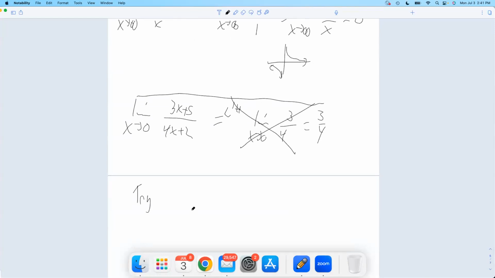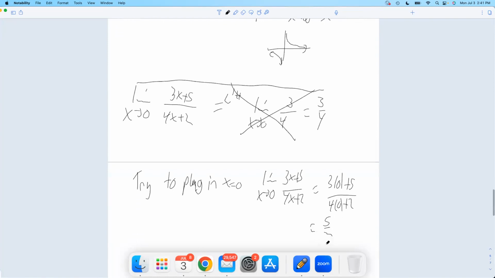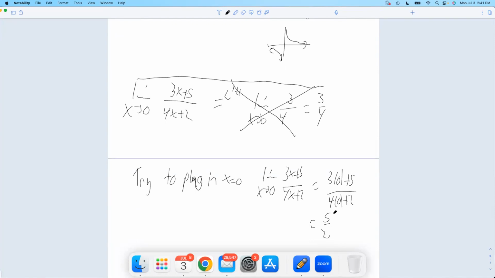So let's try to plug in x equals 0. If I plug in x equals 0, I'm going to write this out. Limit as x goes to 0, (3x + 5)/(4x + 2). I'll get (3 times 0 + 5)/(4 times 0 + 2). I get 5 over 2. I got an answer. That's not an indeterminate form. I just did the limit. First thing you try is plugging in and seeing what happens. If you get an answer, you're done. That's the answer.